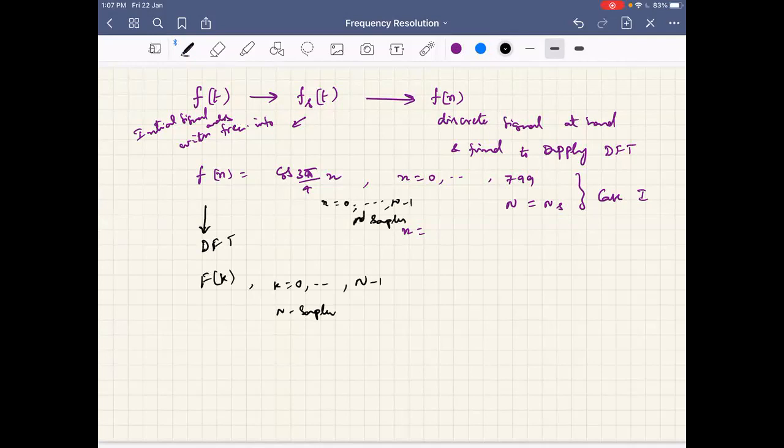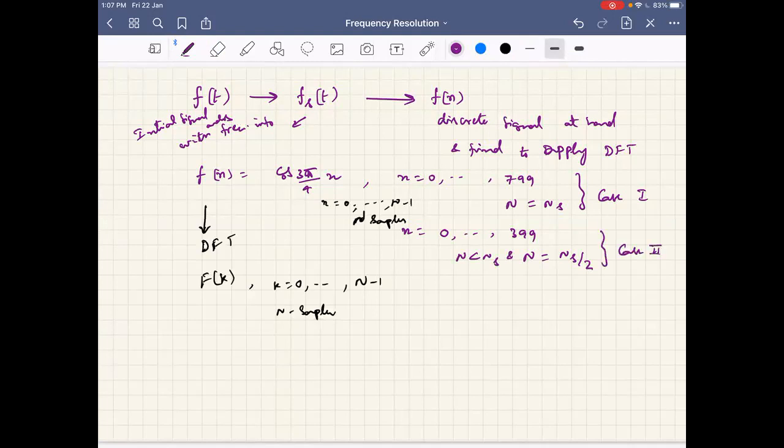So in case 1, n equal to Ns. In case 2, say I may take 0 up to only 400, or 399. In this case, n is equal to Ns by 2, so n is less than Ns. This is case 2.